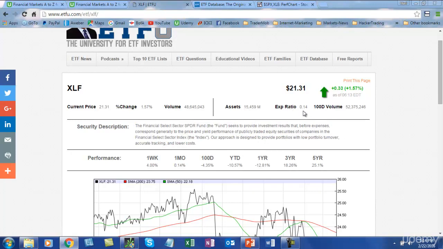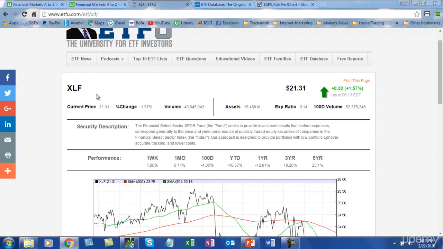Its expense ratio is 0.14. So you can see it's a very low cost ETF. It's got a lot of assets, 15 billion. On average, you can see 48 million shares of this ETF are traded on a daily basis. So that is very, very good liquidity.